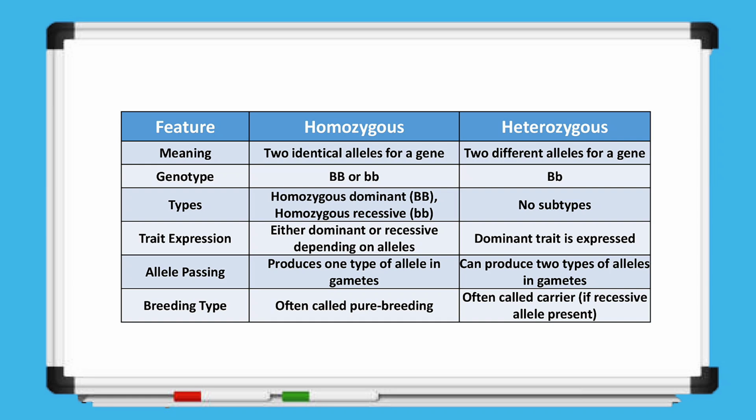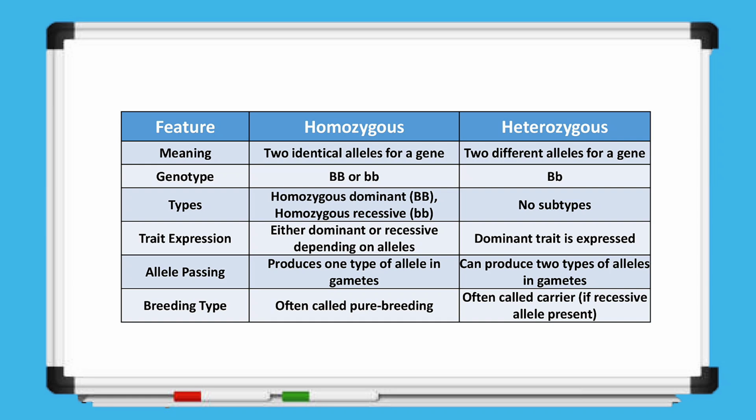Homozygous conditions can be of two types: homozygous dominant, where both alleles are dominant, and homozygous recessive, where both alleles are recessive. Heterozygous does not have subtypes, as it always involves one dominant and one recessive allele. For trait expression, homozygous individuals can show either the dominant or the recessive trait depending on their alleles. In heterozygous individuals, the dominant trait is always expressed because it masks the recessive allele.